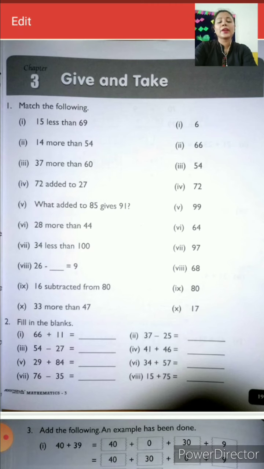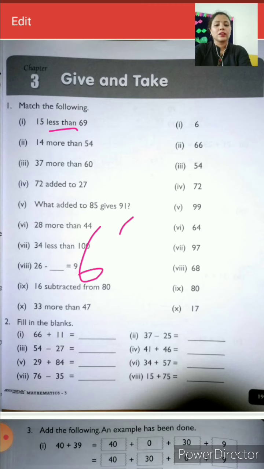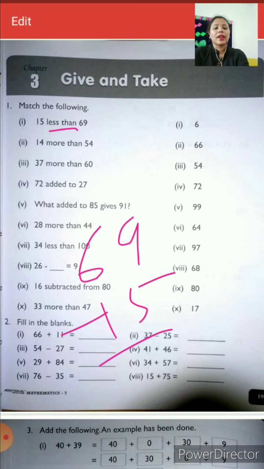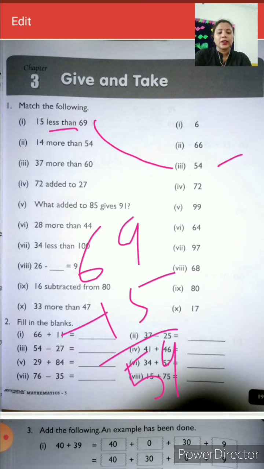Question number 1 is match the following. There are some questions on one side and some answers on the other side, and you have to find the correct answer. Question number 1 is 15 less than 69. Less means subtraction. So 69 minus 15: 9 minus 5 is 4, 6 minus 1 is 5. So the answer is 54. Where is 54? Here. So it's the answer of question number 1. Clear?